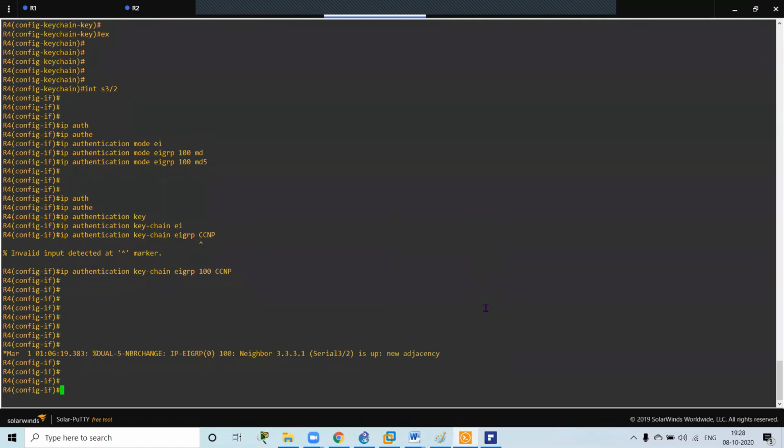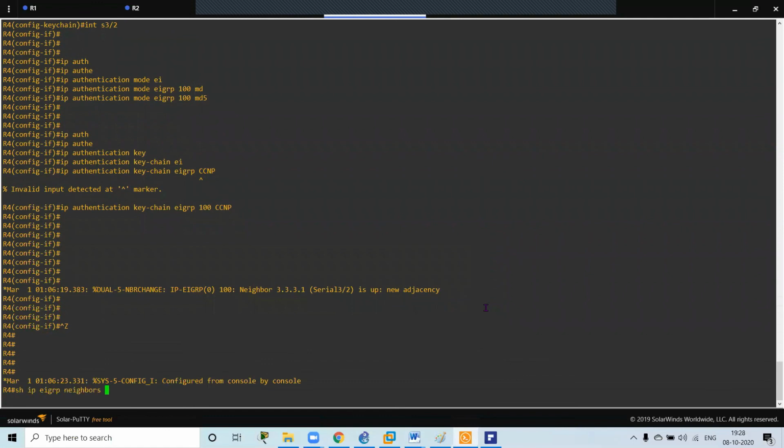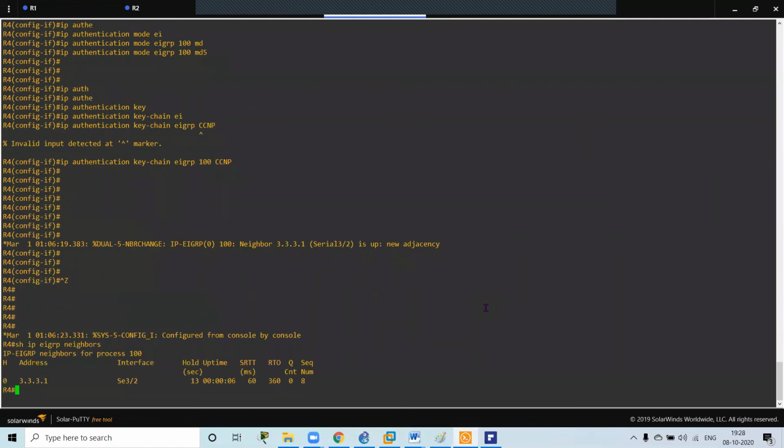See, my neighborship is up now. Show ip eigrp neighbors. My neighborship is up. Understood authentication? Yes. Any questions?